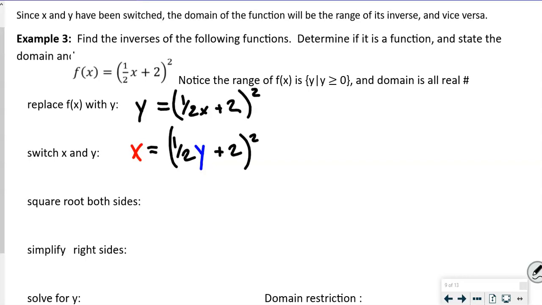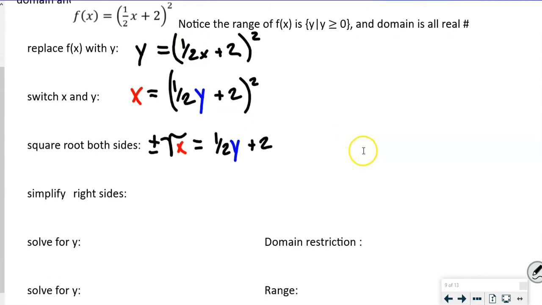When we do that, we're going to have plus or minus the square root of x, and that's still going to be equal to, because remember, we had to take the square root of both sides to get rid of that square, 1/2, and there's our y, and we got our plus 2, okay? Then we're going to simplify the right side, so we're going to subtract the 2 from what we already have. We could do this one of two ways. We could leave the plus or minus in front, or we could put the minus 2 in front. It doesn't really matter, but I'm going to leave it like it is. So I'm going to do plus or minus the square root of x, and then I'm going to subtract 2 from that, and that's still equal to 1/2 times our y.